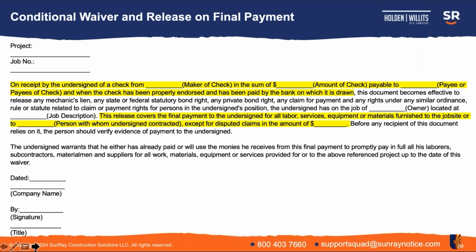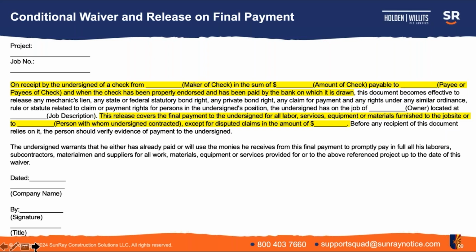Again, after the first highlighted language here, we see that this release is more than just mechanics lien rights. It's got the same broad release that is present in the other statutes. And then the second portion of the highlighted language says this release covers the final payment to the undersigned for all labor, services, equipment, or materials furnished to the job site or to, and then it includes a blank, the person with whom the undersigned contracted, except for disputed claims in the amount of blank. And it includes a space where a claimant can include disputed dollar amounts. And that's a very important thing.